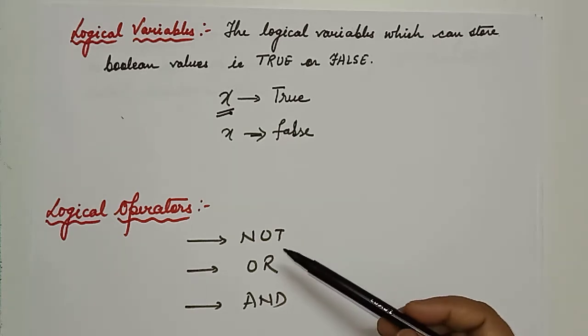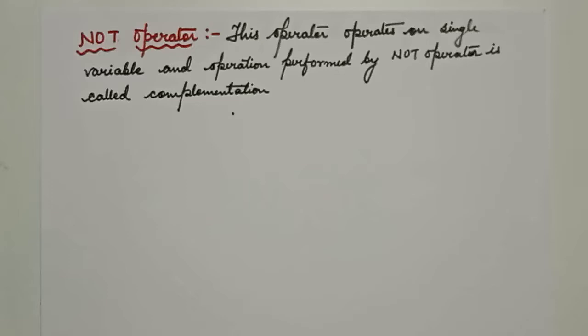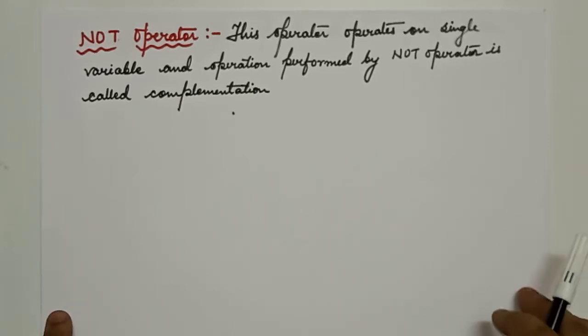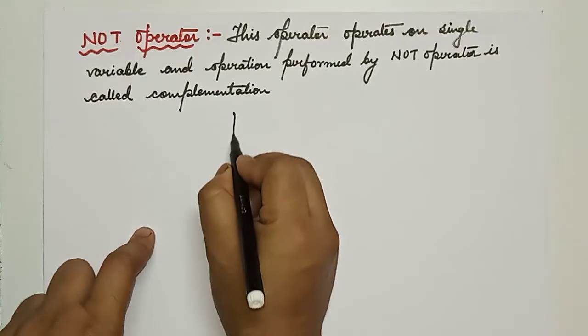Now let's talk about logical operators. There are three logical operators: not, or, and. Not operator. This operator operates on single variable, and the operation performed by the not operator is called complementation. To understand this, let's draw the truth table.